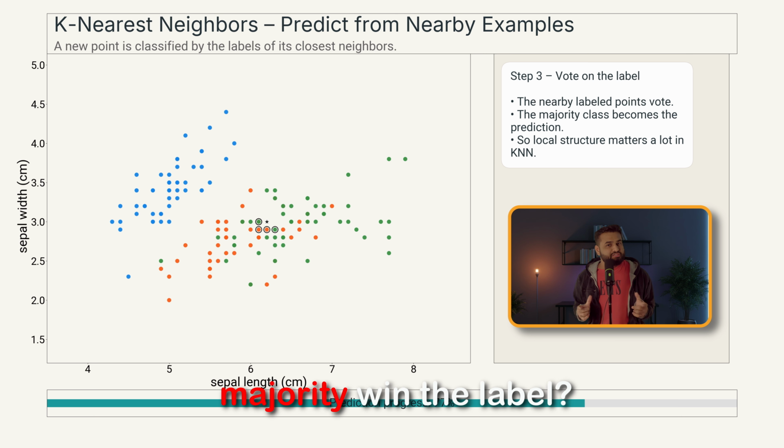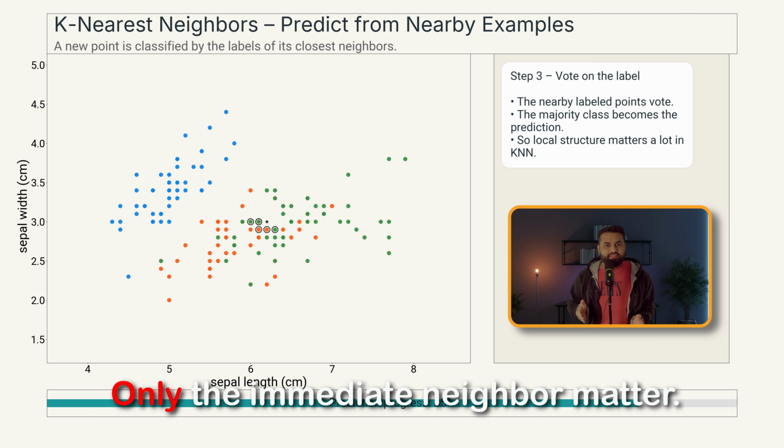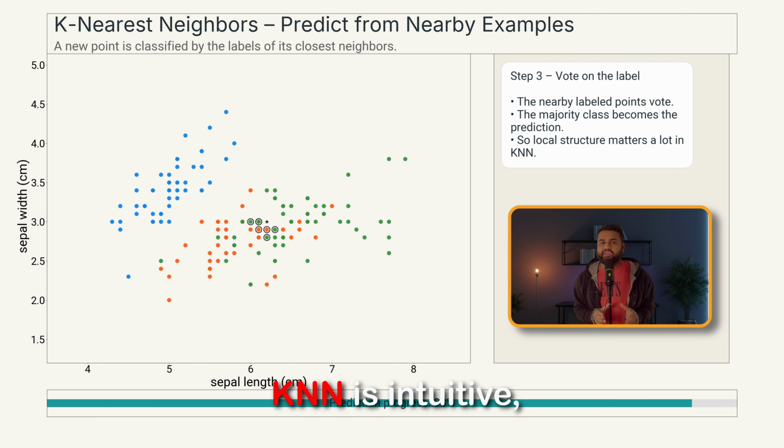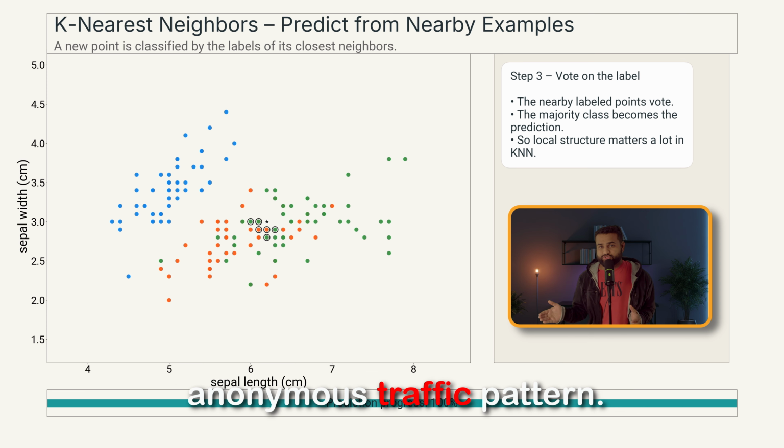Which class holds the majority wins the label. The decision is purely local. Only the immediate neighbors matter. No global structure, no assumptions. KNN is intuitive, interpretable, and surprisingly effective for detecting anomalous traffic patterns.